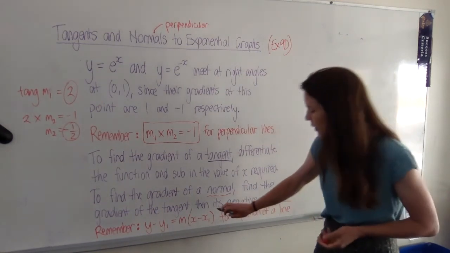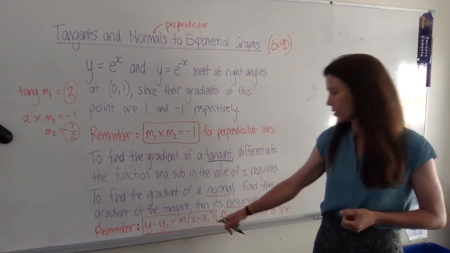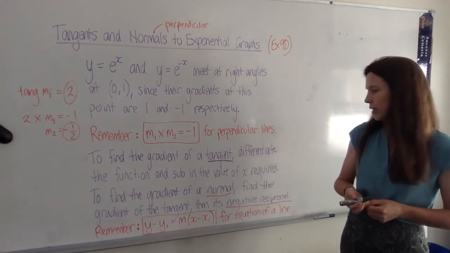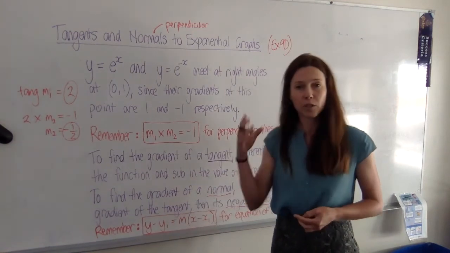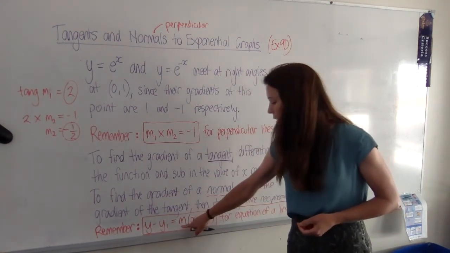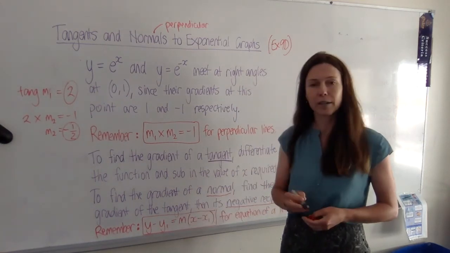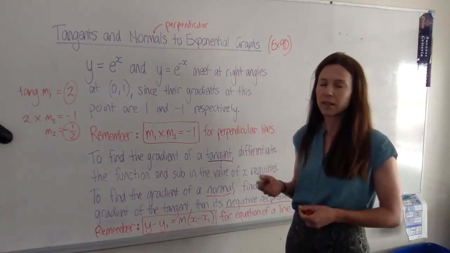The other thing we'll need is this old formula, y minus y1 equals m outside of brackets x minus x1. And we use that to find the equation of any straight line. So all you need to know is one point, (x1, y1), which is on your curve, and you'll need to know the gradient at that point, and you can sub your x1, y1 and gradient into that formula to find the equation of that straight line, whether it be a tangent or a normal.